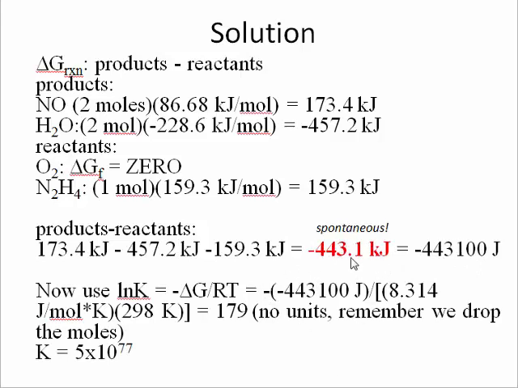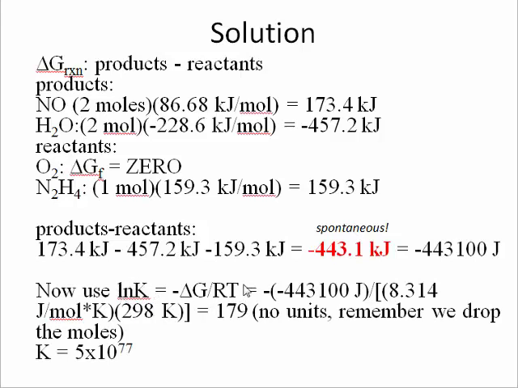Now this negative delta G value should lead us to predict that this reaction will be spontaneous. In other words, if we just start with reactants and get this reaction going, it should go. Since it is spontaneous, we anticipate a large value of K. For a spontaneous reaction, the right-hand side is favored.